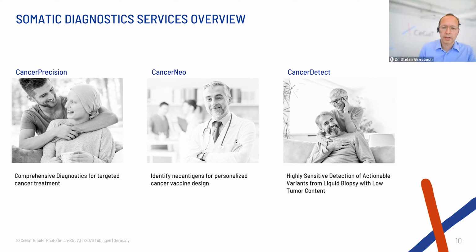Another aspect we see here is that when we look at patients who have a tumor that can hardly be removed, when we're looking at liquid biopsy samples in different setups, the sensitivity of a standard NGS approach in some cases may not be sufficient. Therefore we developed Cancer Detect, a service that focuses very much on the actionable genes from liquid biopsies with extreme sensitivity in order to detect these low abundant, frequent variants from the bloodstream.